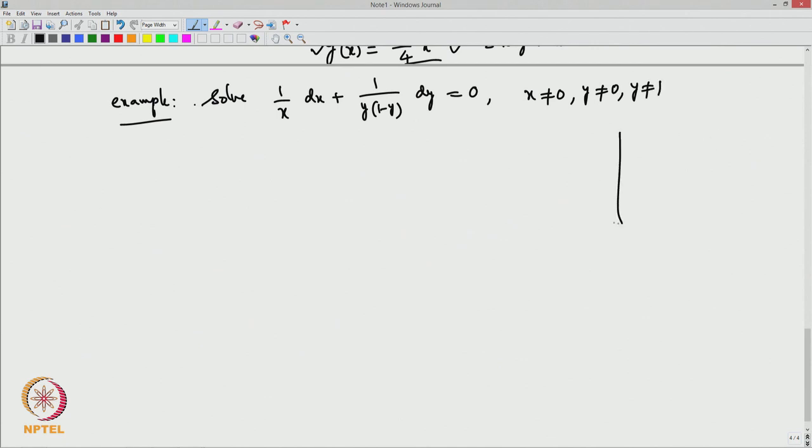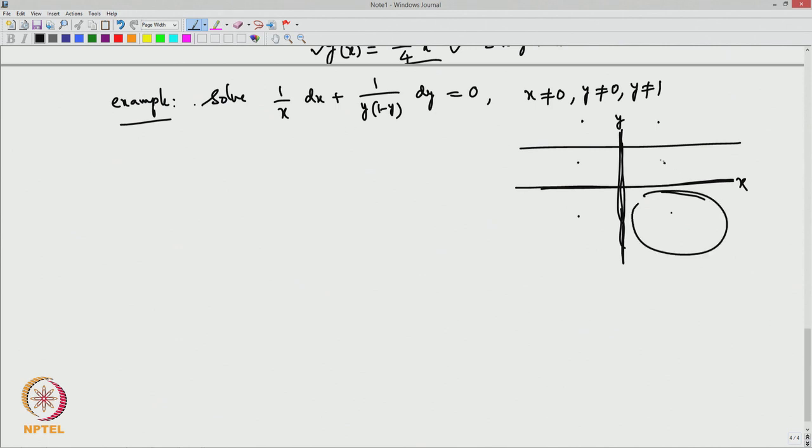If you see the domain graphically, this is your x, this is your y, x equal to 0 is the y axis, y equal to 0 is the x axis, and y equal to 1 is this line. So you should have your domain either here or here or here or here. So you can say your equation is defined in one of these regions, not in the full domain. You cannot take discontinuous domains. So say my equation is valid here, you take it here and solve it, so that solution is valid only here. If you want a solution here, you consider this as your domain and solve it. Okay, so that's how it is.